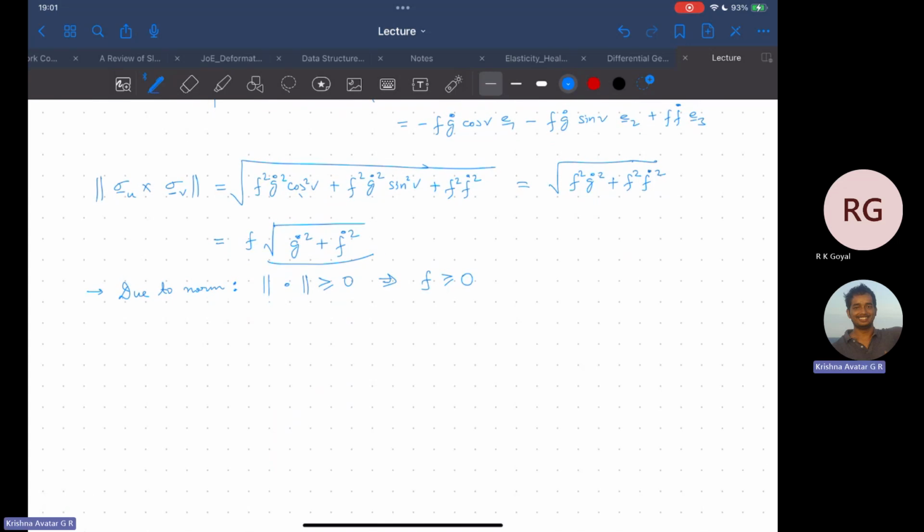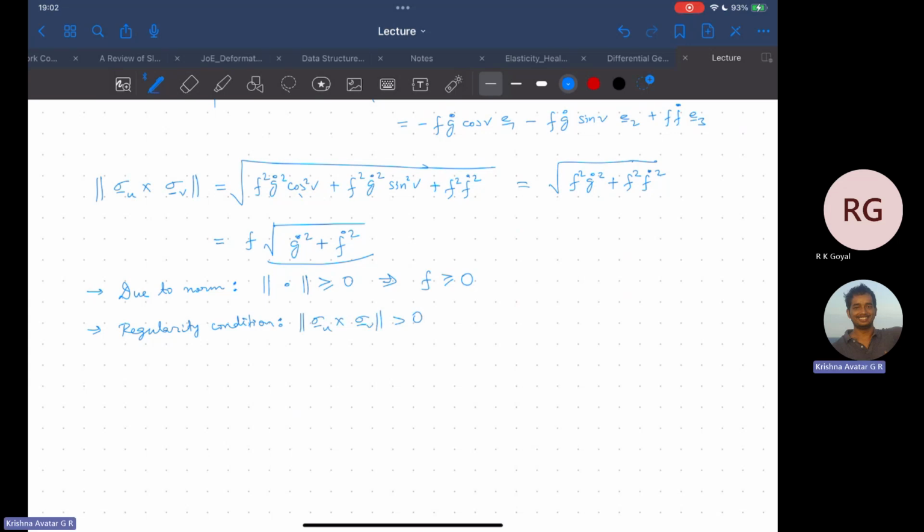But we have established that it should be non-negative, and we have one more property to satisfy. From the norm we could only get to know that f should be greater than or equal to 0. However, we also have something called a regularity condition. So from the regularity condition, we have an additional requirement that sigma of u cross the norm must be greater than 0.